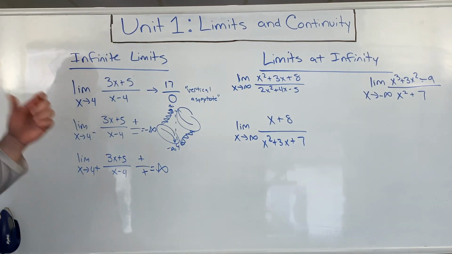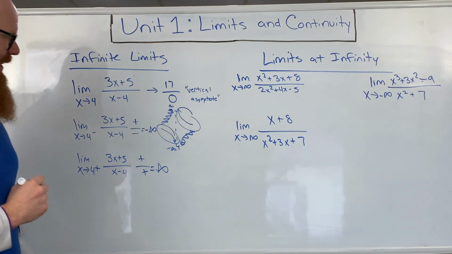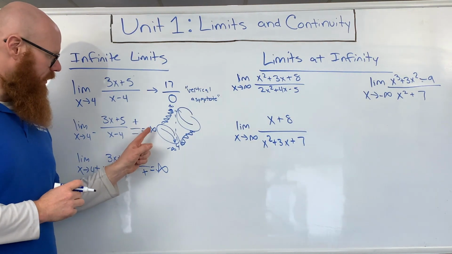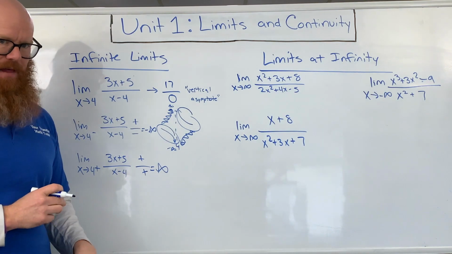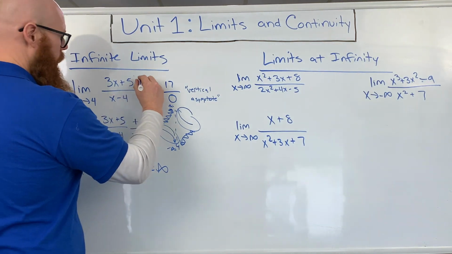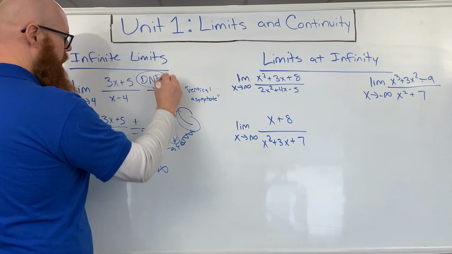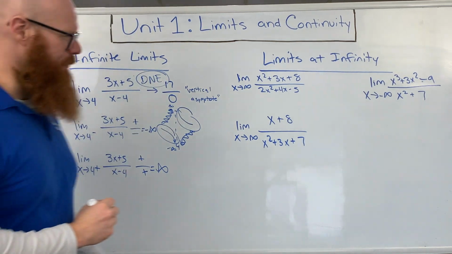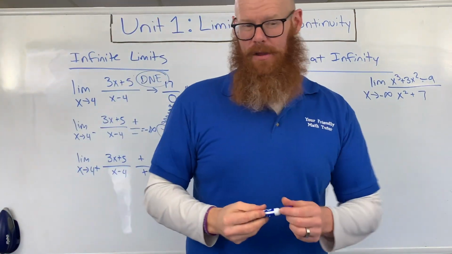Then something that we did learn earlier that also applies here is that when the limit from the left and the limit from the right are not the same, then the overall limit is what we would call DNE. All right, so a lot of times when you have vertical asymptotes, the overall limit is DNE.